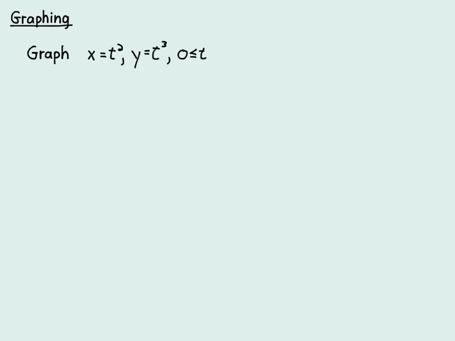So for example, if they had graph x equals t squared, y equals t cubed, where t is greater than or equal to 0 and less than or equal to 2, your solution, now you have endpoints at 0 and 2, so you have to make sure you graph those. So I'm going to have t, I'm going to have x of t, and I'm going to have y of t. And x and y are both dependent variables, and the t is the independent variable.